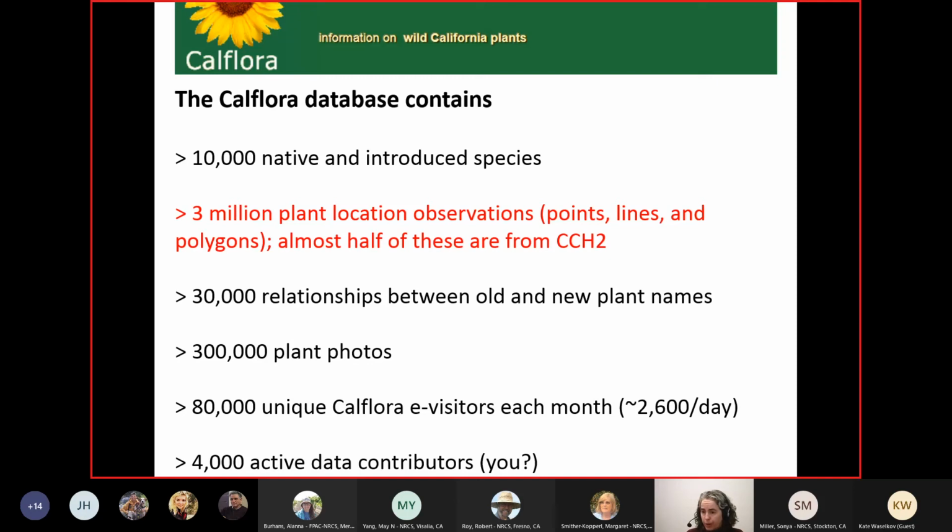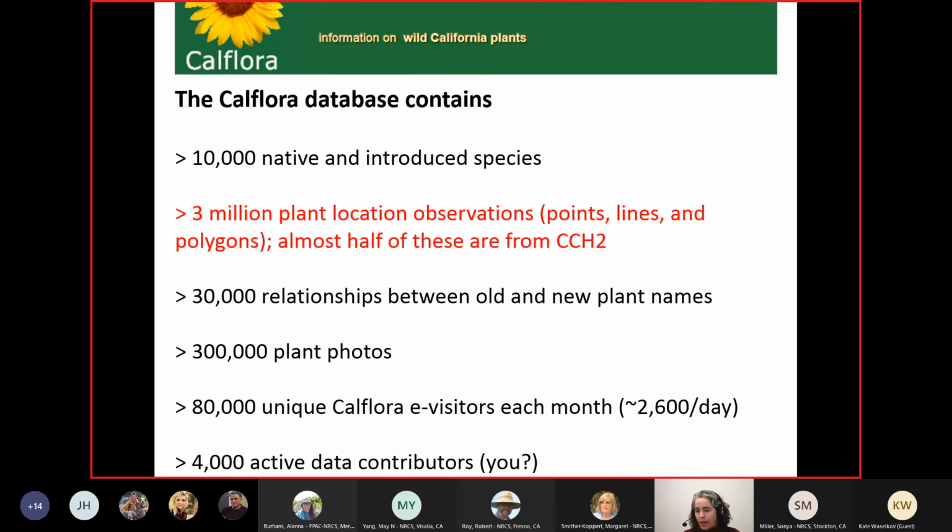We serve over 300,000 plant photos. Some of those come from user observations. If you have a good camera, or even a cell phone camera that's a good one, and your photos are decent for ID purposes, then we might use your photo on our Taxon report pages, which I'll talk about in a minute.